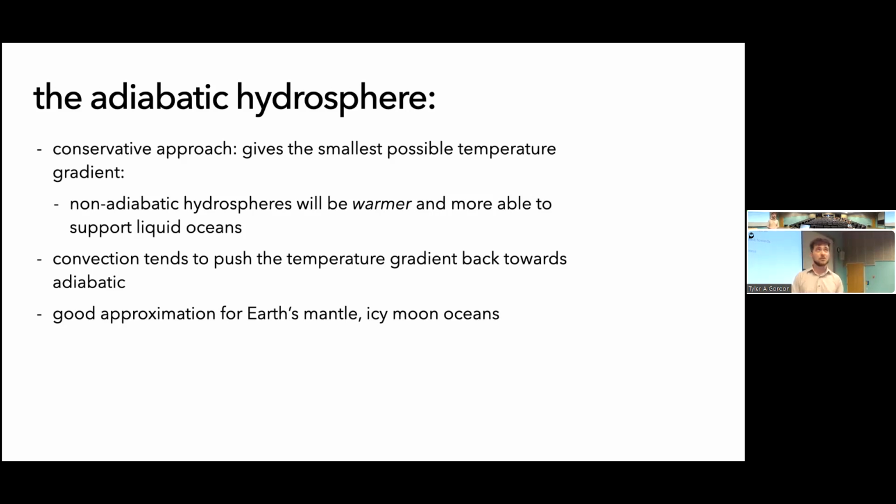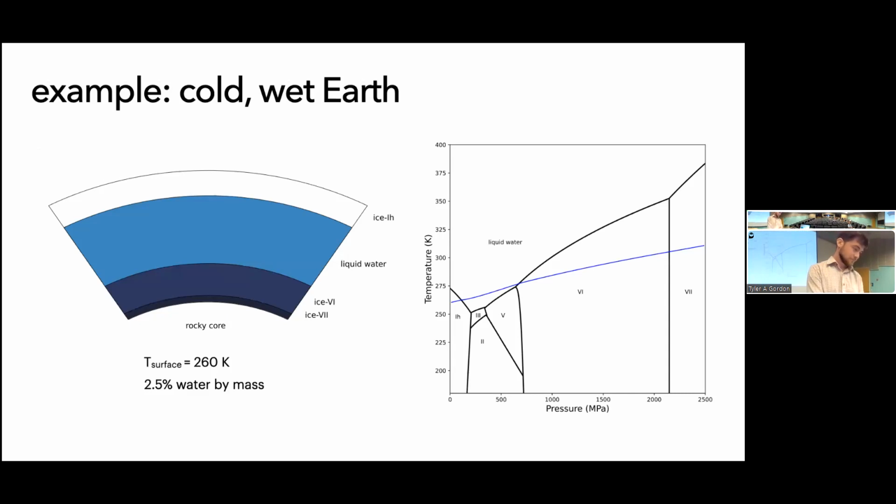Another thing that happens if you get a super adiabatic temperature gradient is that it tends to kickstart convection, which then suppresses the temperature gradient back towards the adiabatic case. So this is a good approximation. It's one that's been made for Earth's mantle, which is obviously rock and not ice, but the principles are similar, as well as the interiors of icy moons in the solar system.